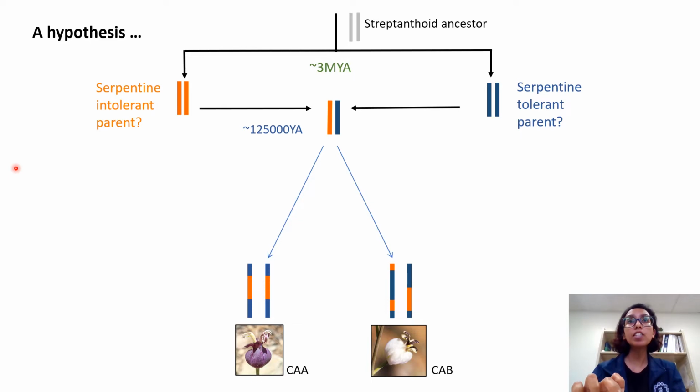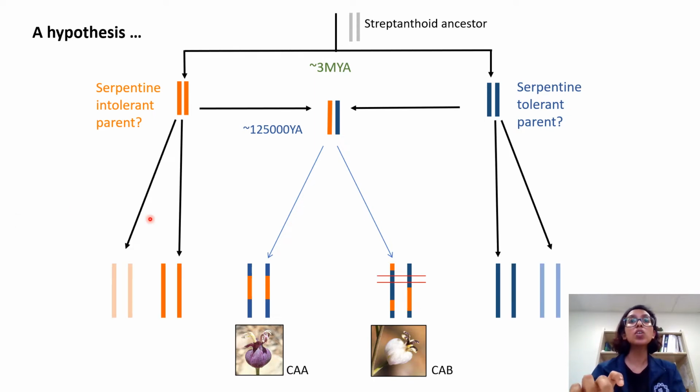So does this hybridization play a role in serpentine tolerance evolutionary history? If this model is correct, we can hypothesize that the serpentine tolerant alleles in CAB have come from one of these parents. So if we have a region in CAB that has a functional relationship with serpentine tolerance, we can trace that portion of the genome in the evolutionary history to identify the serpentine parent. And to trace parental lineages, we can use the other related Caulanthus and Streptanthus species.